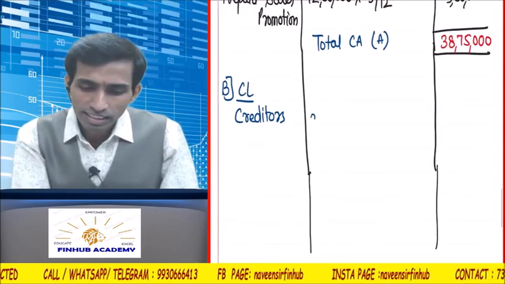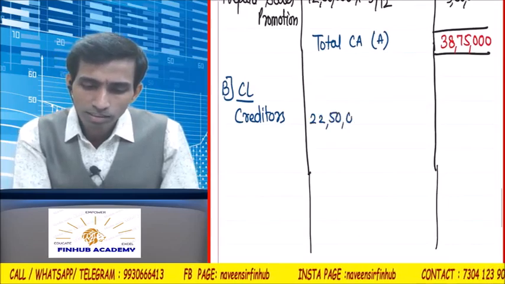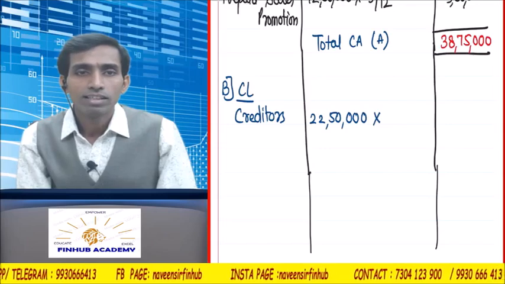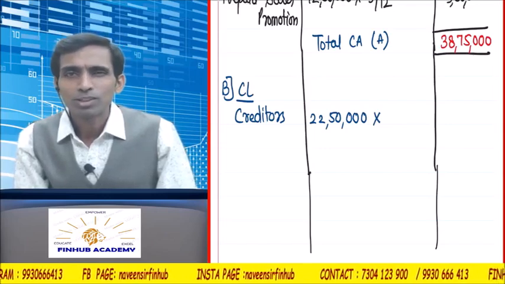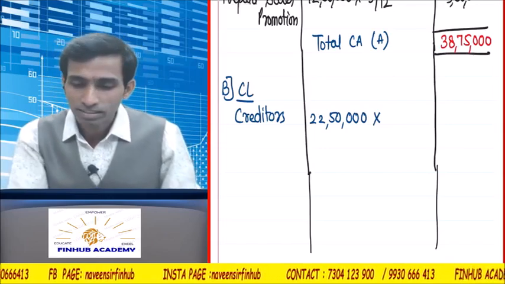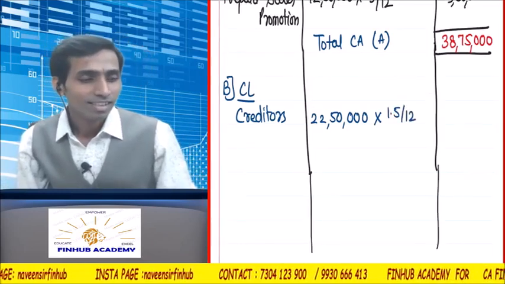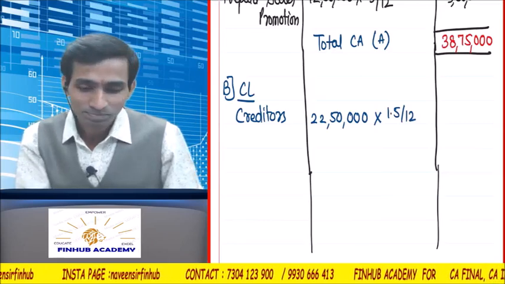Use your tools correctly. Should be comfortable with your calculator. 22 lakh 50,000 raw material. Yeah, you took an extra zero, because zero does not have any value. No problem. Can take. 1.5 divided by 12. How much? 1.5 divided by 12.